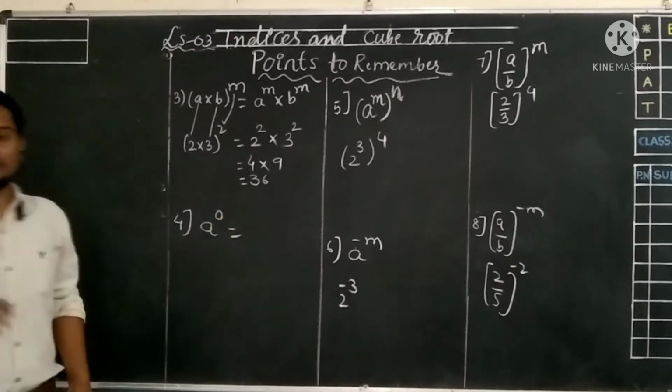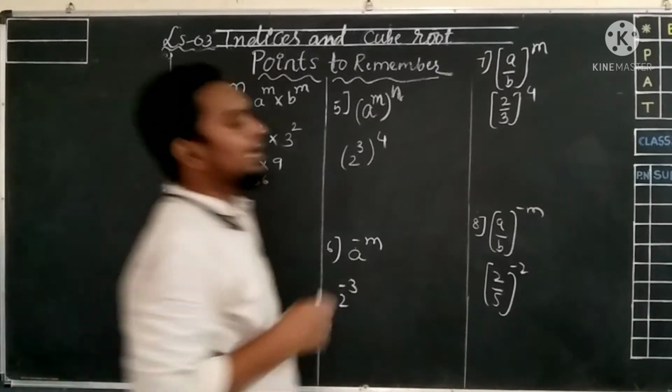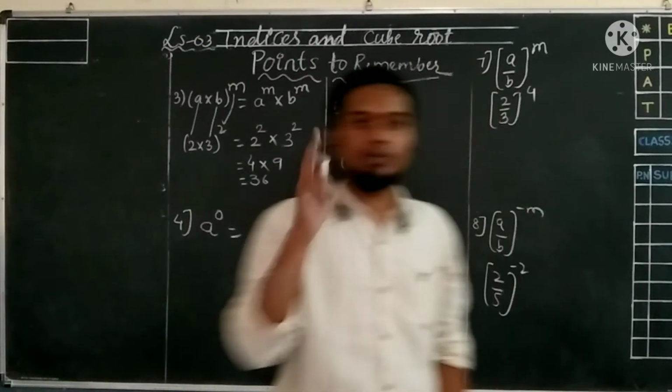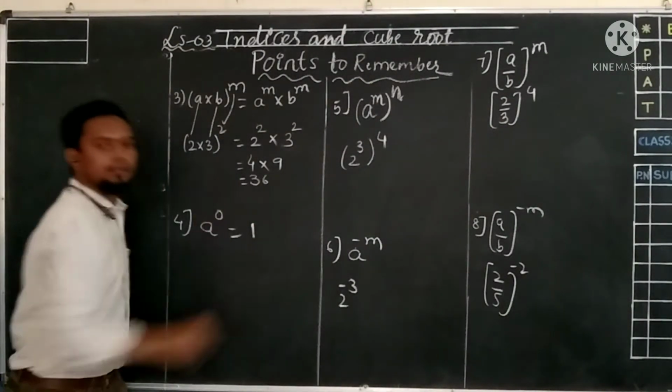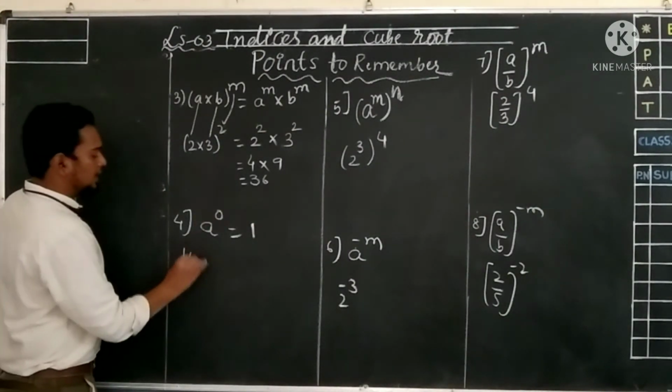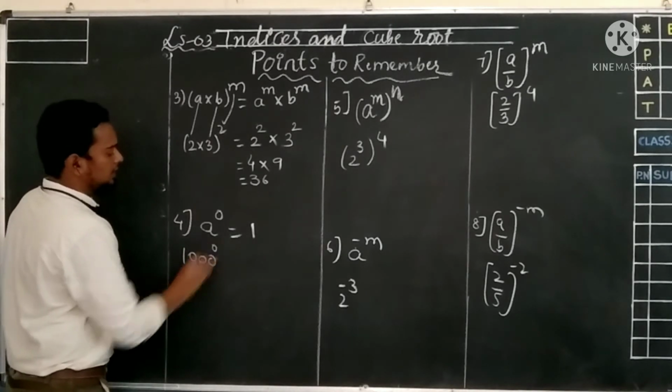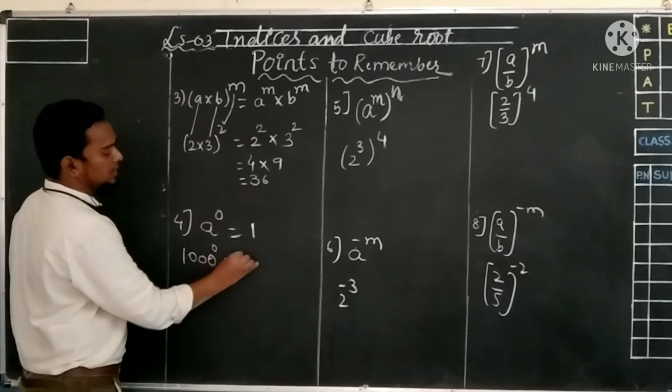Next, the fourth law of indices. a raised to 0: any number or any letter with power 0 has the value 1. For example, 1000 raised to 0 has the value 1.